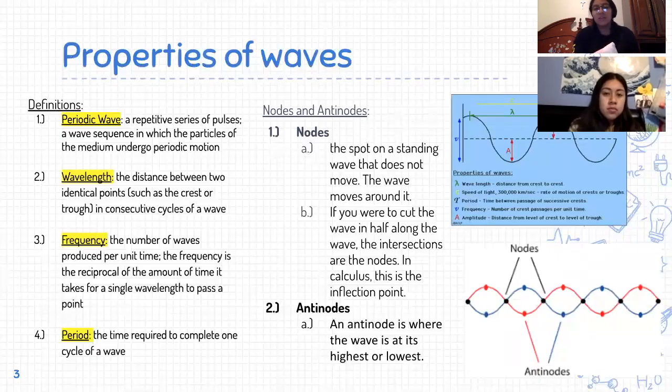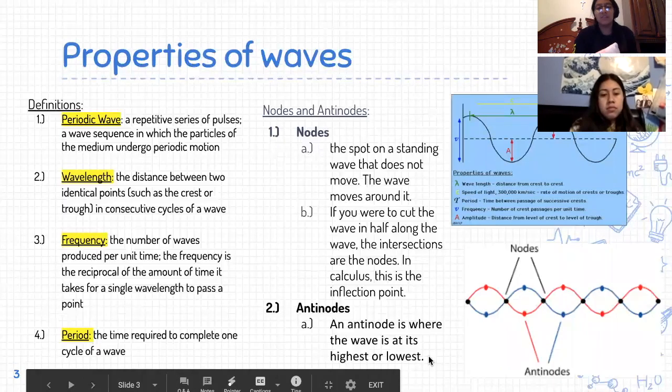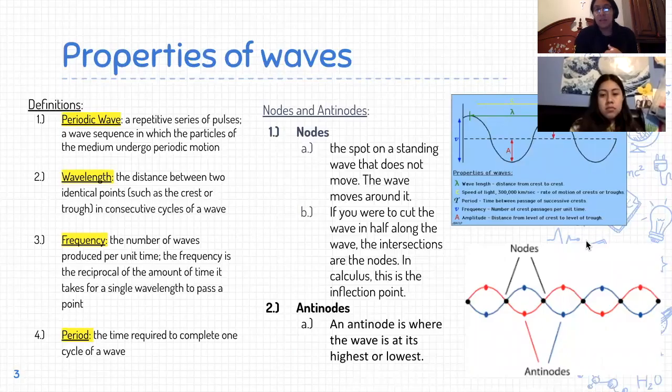And nodes is the spot on the standing wave that does not move. The wave moves around it. And if you were to cut the wave in half along the wave, the intersections are the nodes. The antinode is where the wave is at its highest or lowest point. So on the images, you can see that the black points in the middle of the red and blue are the nodes, and then the red and the blue points are the antinodes.